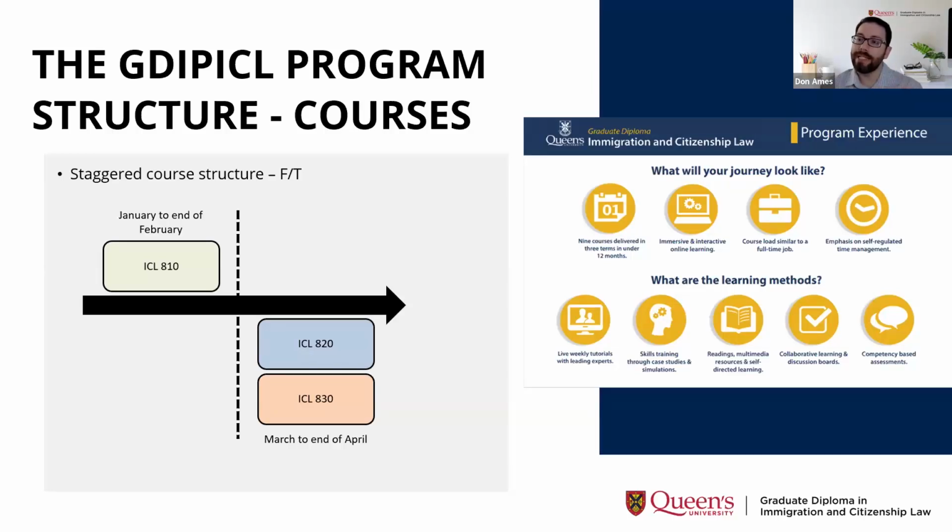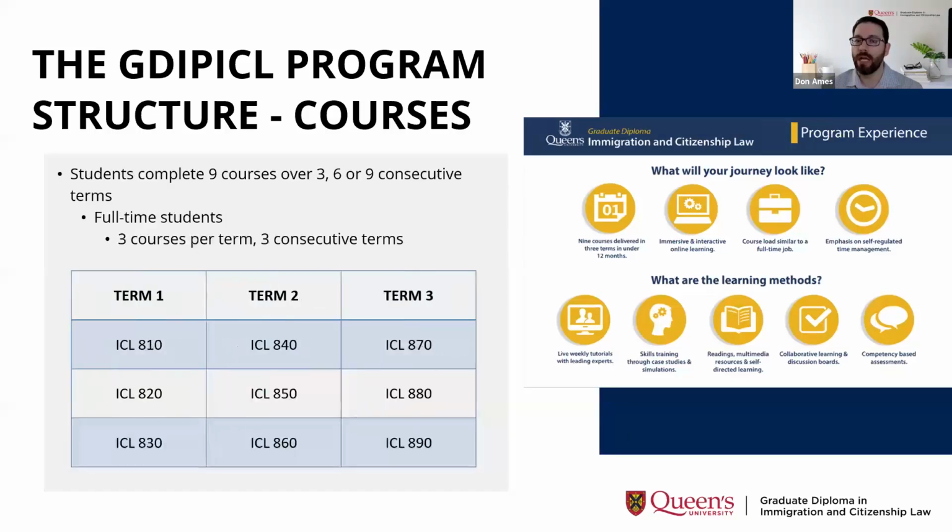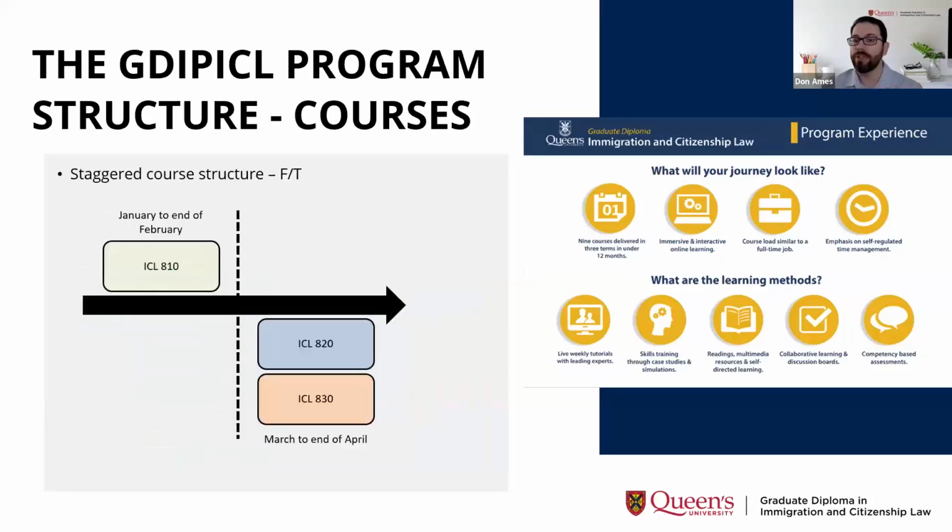Then you take ICL 820 and 830 concurrently afterwards. So you're not taking all 3 courses as outlined in this slide at the same time. You take the first course, and then you take the subsequent 2 courses. Something similar is there for part-time students. You're taking the first course, similar to a full-time student, with the same requirements, same assignments, same assessments, same quizzes. But after that course is completed, you're only taking ICL 820.